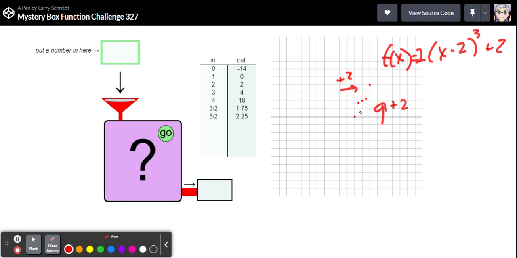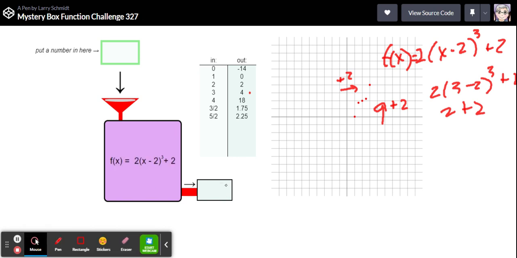Let's test a point. So if you put in 2, 2 minus 2 is 0. This all becomes 0, and it would end up adding 2 to 0. You get 2. So the point 2, 2 is on there. What about 3? Let's try that one. So 2 times 3 minus 2 cubed plus 2. Well, 3 minus 2 is 1. 1 cubed is 1. 1 times 2 is 2. So this is 2 plus 2, and that's 4. So I think we've got this one.